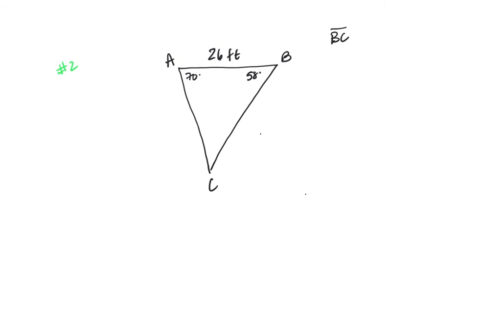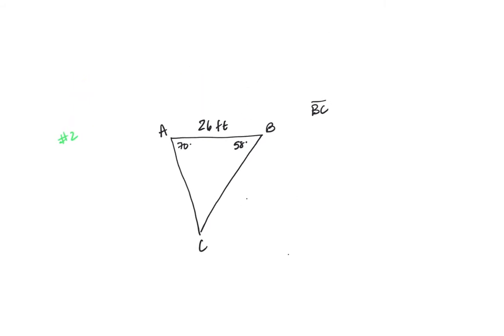The law of sines is pretty simple when we set it up. It says the sine of A, and A is an angle, over the side A, which is opposite, is going to equal the sine of B, and remember again, B is an angle, over side B, and that's going to equal the sine of C, which is also an angle.